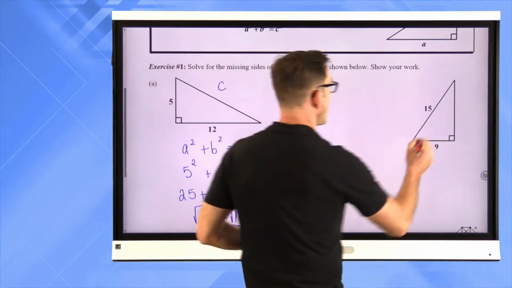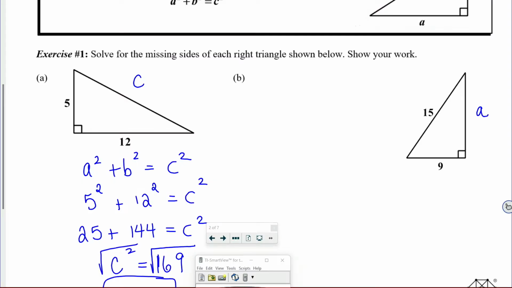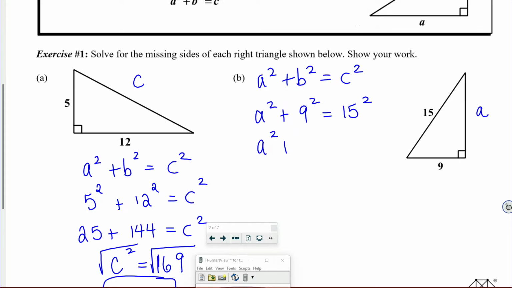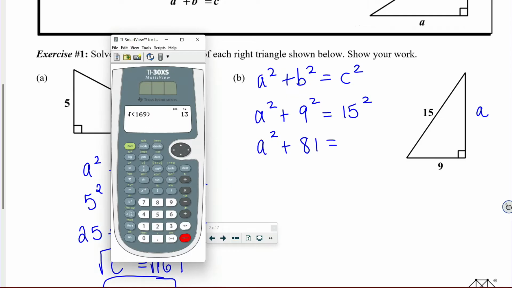So I tend to like solving for A, so I'm going to call that missing side A. Again, I'm going to write down the Pythagorean Theorem: A squared plus B squared is equal to C squared. So I get A squared plus 9 squared is equal to 15 squared. That's A squared plus 81 is equal to, I believe, 225, but I like to check this one. 15 squared.